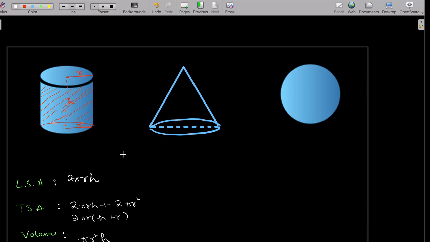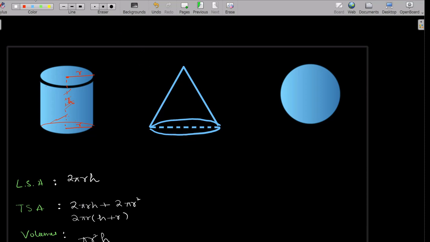So area of the base is pi r square and we multiply that by the height. Okay, so we have done cylinder. Now the cone. First let's do the surface area of cone.